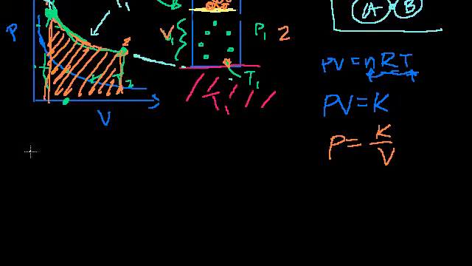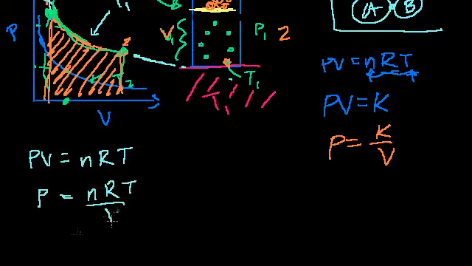Because we know that PV is equal to nRT, ideal gas law. Or we could say P, if we divide both sides by V, is equal to nRT divided by V. So there we have it. We have P as a function of V. This function right here, this graph right here, is this. We could write P as a function of V is equal to nRT over V. So if we want to figure out the area under the curve, we just integrate this function from our V1 to our ending point, to our V2.